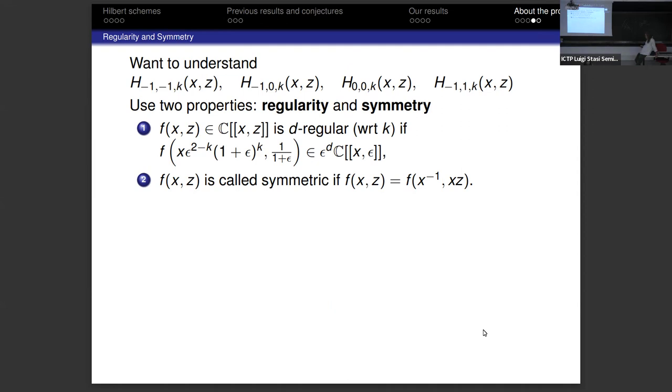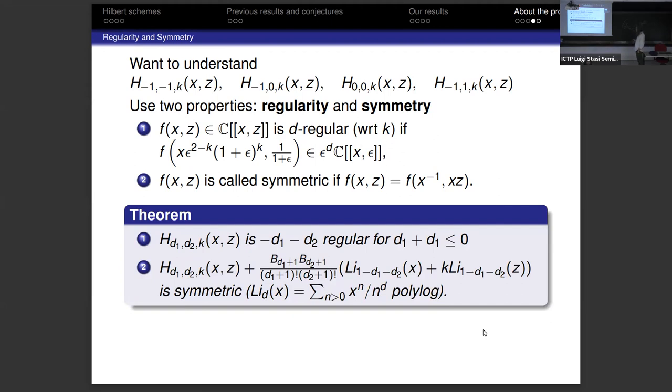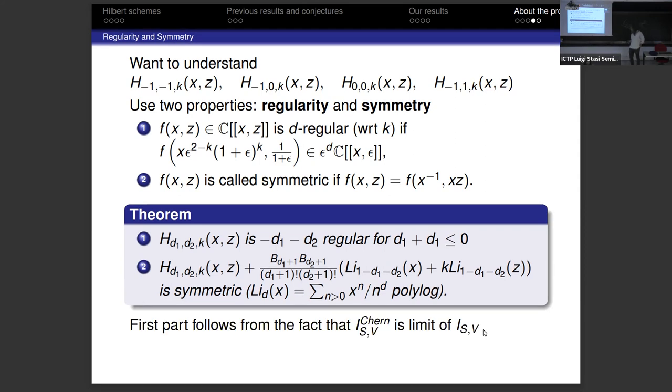And it's called symmetric if, when we do this change of variables, so x goes to x to the minus one and z goes to x, the function goes to itself. So we have these two properties. And now what we find is that these things here, h t1 d2 k, are minus d1 minus d2 regular when d1 plus d2, obviously, is more than or equal to zero. And secondly, they are also almost symmetric. So if we add to them something, here we have some expression of Bernoulli numbers, here we have polylogarithms, just in one variable, x or z, then if we add this to this thing, it becomes symmetric.